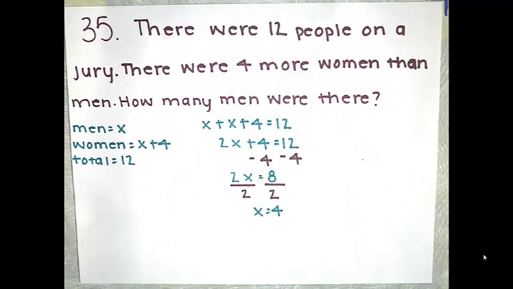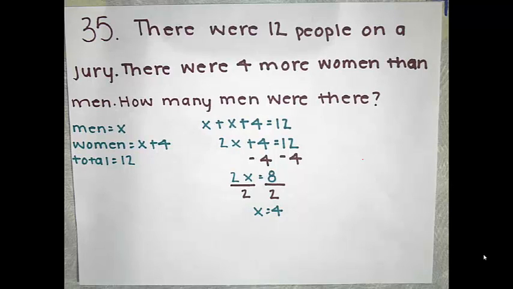Problem 35. There were 12 people on a jury. There were 4 more women than men. How many men were there? The first thing to do is list your given variables, which is men, women, and total. I let men represent x and women represent x plus 4, and the total is given to you, which is 12. I then wrote an algebraic expression, which is x plus x plus 4 equals 12.